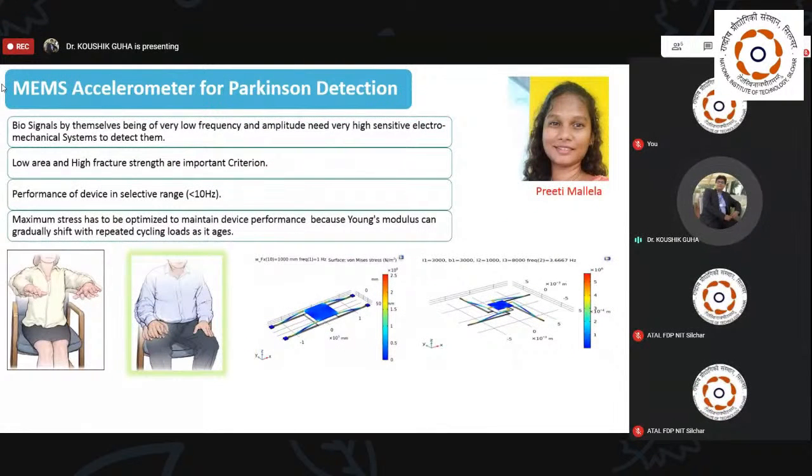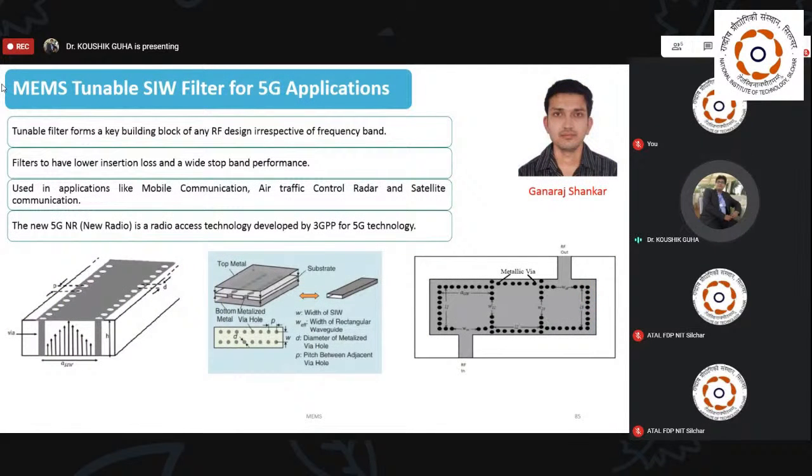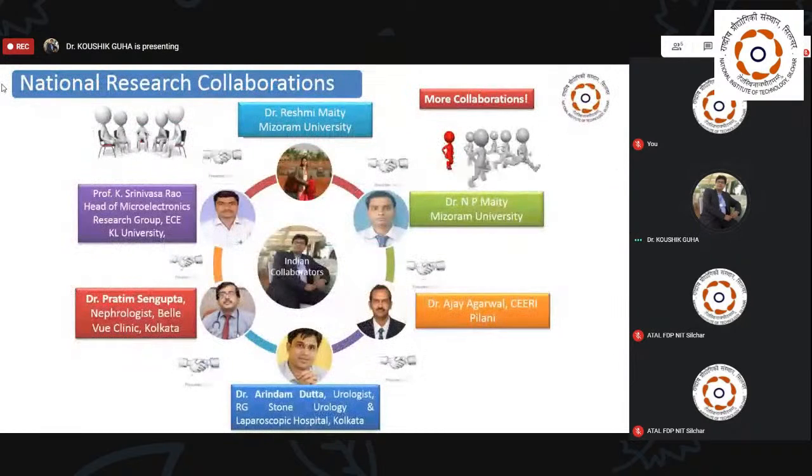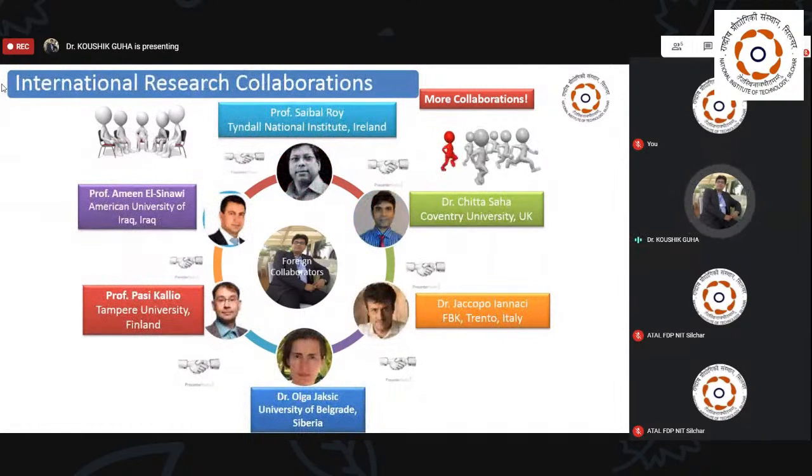She is working on developing a MEMS accelerometer for Parkinson detection. He is working on a MEMS tunable substrate integrated waveguide filter for 5G applications. Thanks to my research collaborators, we are working together towards good and sustainable research in the MEMS field. These are the people behind this. This includes some doctors also, and these are my international collaborations. We are tied up with these people for different projects and other activities.